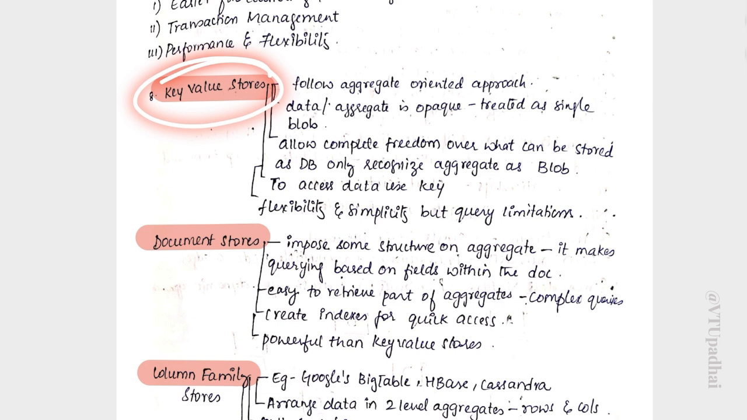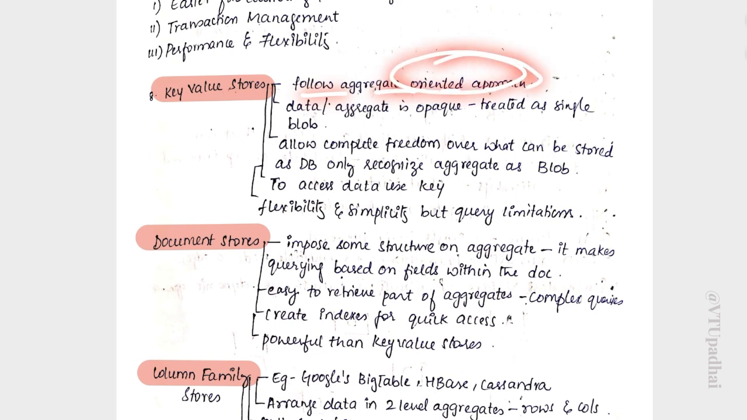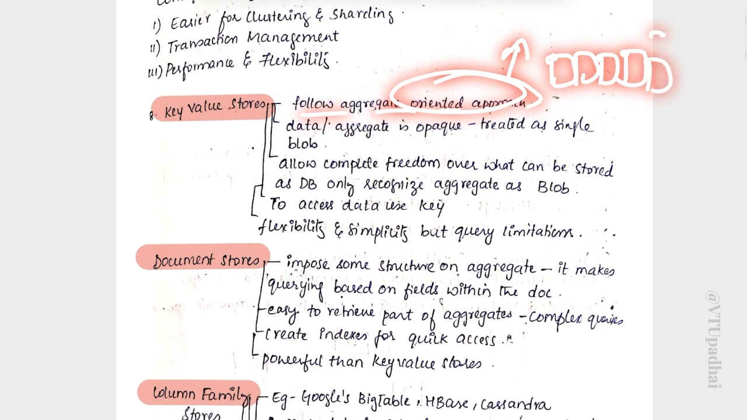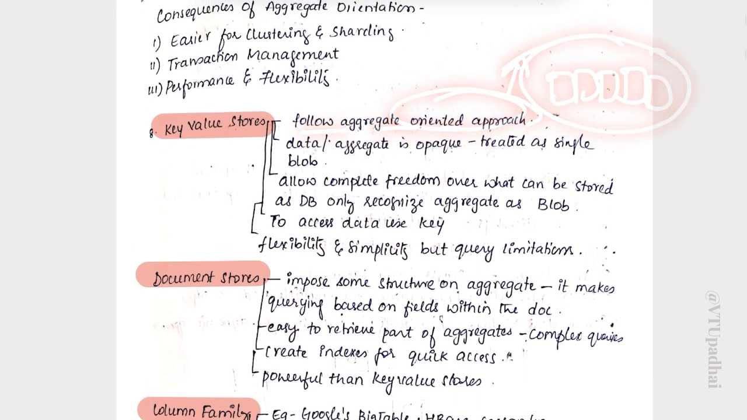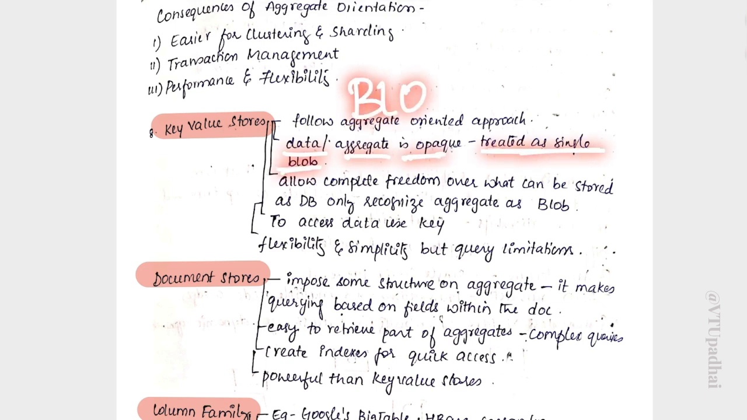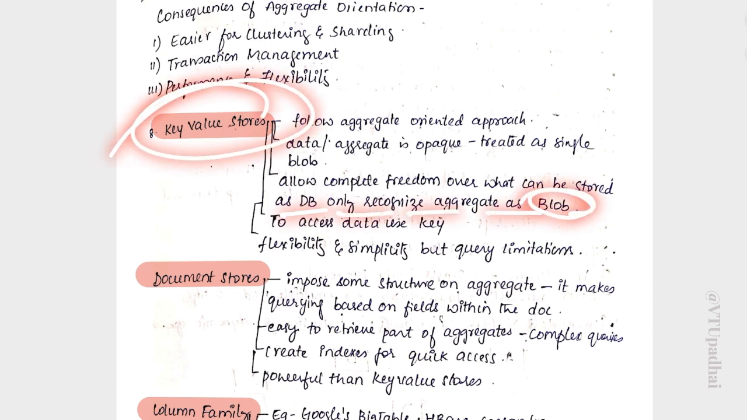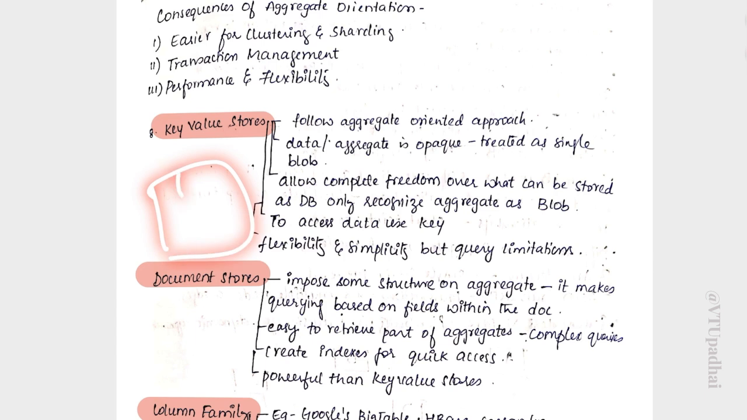Next we have key value stores. Key value stores are databases which follow the aggregate-oriented approach. They follow the aggregate model, that is, combining multiple entities or objects into one object and storing them together. The data or aggregate is opaque here, that is, it is treated as a single blob, a binary large object. It allows complete freedom over what can be accessed or stored in the database. So it only recognizes the aggregate as a blob, and this entire thing you are storing is recognized as one single unit.